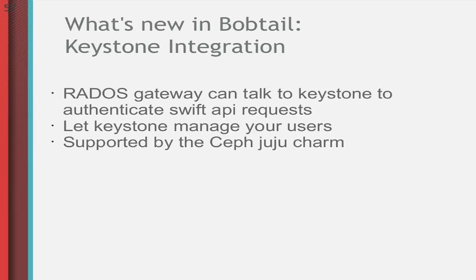And on the Rados Gateway side, the Rados Gateway learned how to talk to Keystone to authenticate Swift API requests. So it can automatically create users based on the tokens it sees from Keystone, and it makes it easier to manage your users that way, and just generally use with OpenStack. And if you look at the Ceph Juju charm, you can just install Keystone, Ceph, and have it all working together well with very little effort.